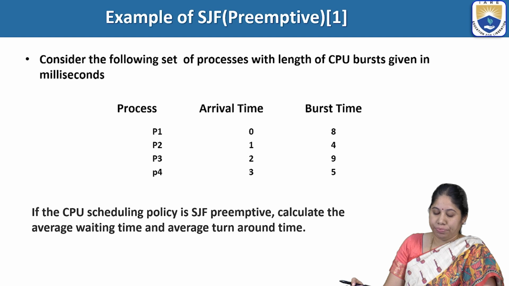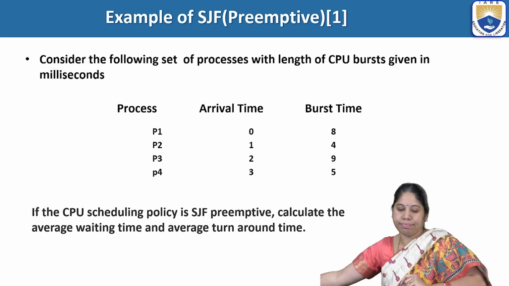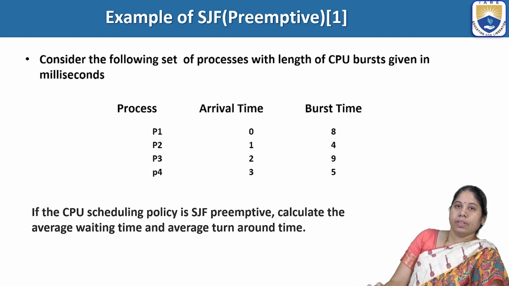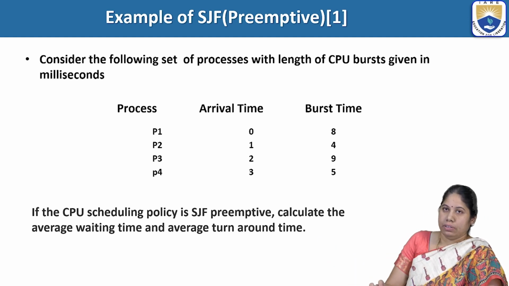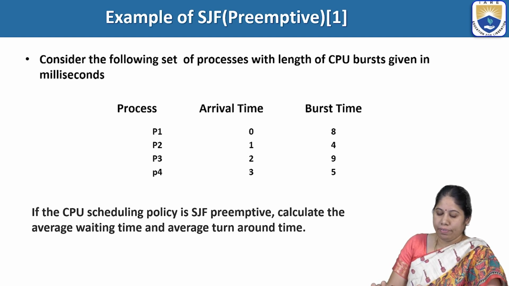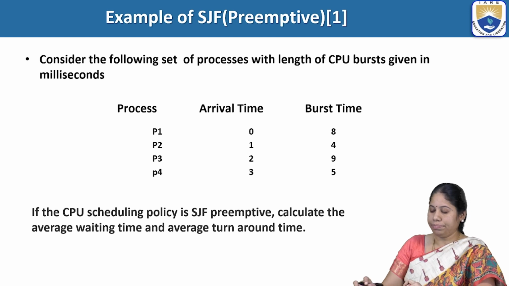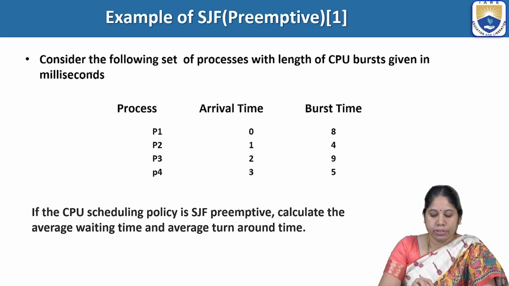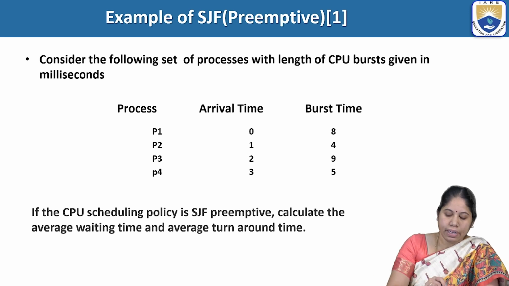Now we will see the preemptive version of the shortest job first scheduling. Let us see one more example. The preemptive version means that if a process comes with the smallest burst time, then that process will acquire the CPU. It can be preempted while in execution. Right? So let us see the question.